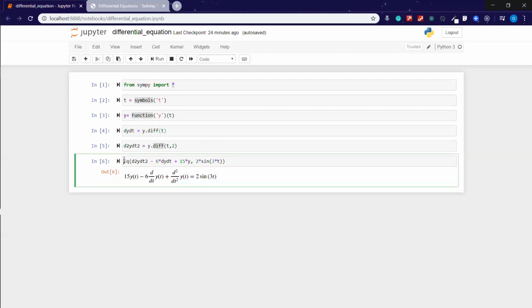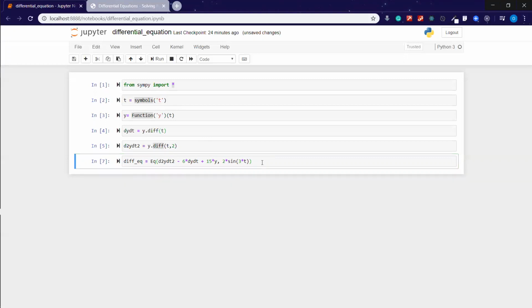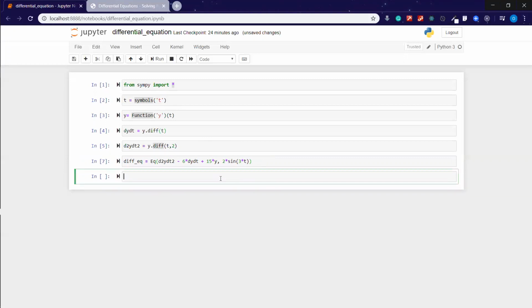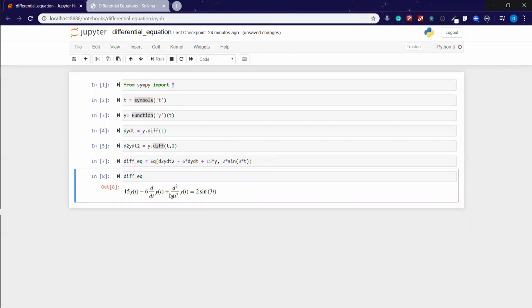So we can store this in a variable called diff eq. See, if I run this again, we get nothing, but I can print out what I have in that variable by just writing the variable name. And you see we have our differential equation. So all of this equation is contained within our variable.